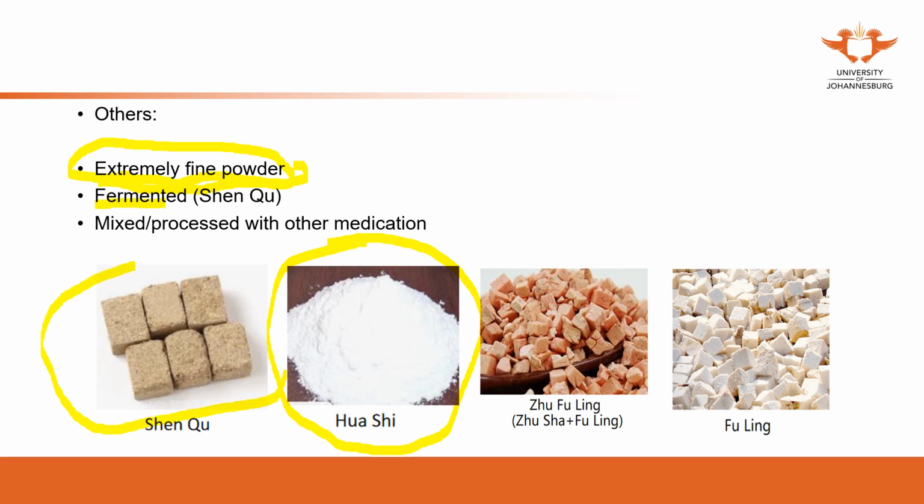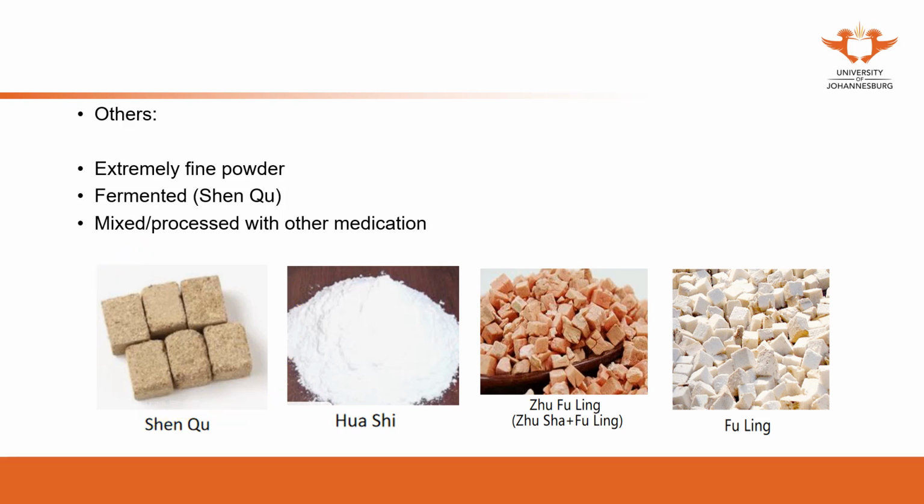Fermented: this is made into 神曲, which is good for stomach problems and digestive function. You use flour and other medicine, put them together, and after fermentation, it becomes 神曲. This one is good for the digestive system. If someone has a poor appetite, then you can use 神曲. You also can process herbal medicine by mixing with other medicine.